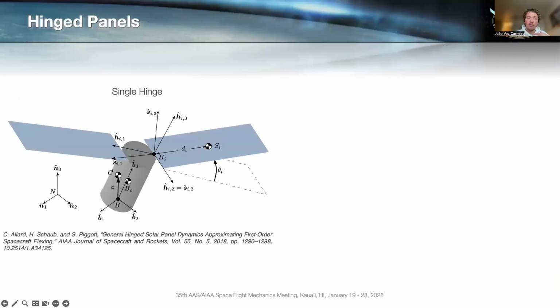Hinged panels have also been modeled. Here we wanted to model two things. First of all, a rigid deployment where the panel can go from a stowed position into a deployed position. But also this method can be used to approximate first order flexing. If we attach a spring and damper to that hinge, we can approximate that first order flexing as long as we define the constants to approximate the properties of that first mode.